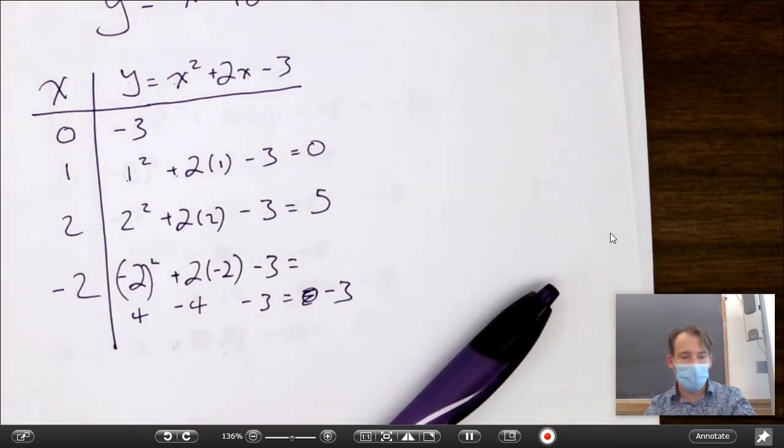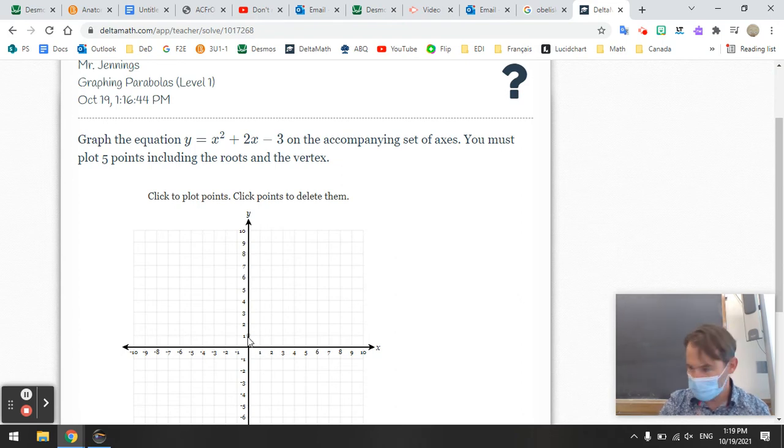Let's go ahead and plot those points first and see what we're getting. When I put in -2 for x, I had -3. When I put in 0 for x, I had -3. When I put in 1 for x, I had a 0. And when I put in 2 for x, I had 5. Okay? Now, I already know something. I see 2 points that are symmetrical here. Where is the axis of symmetry for this parabola? No, -1. -1, good. Yes, the symmetry is going to be around -1.